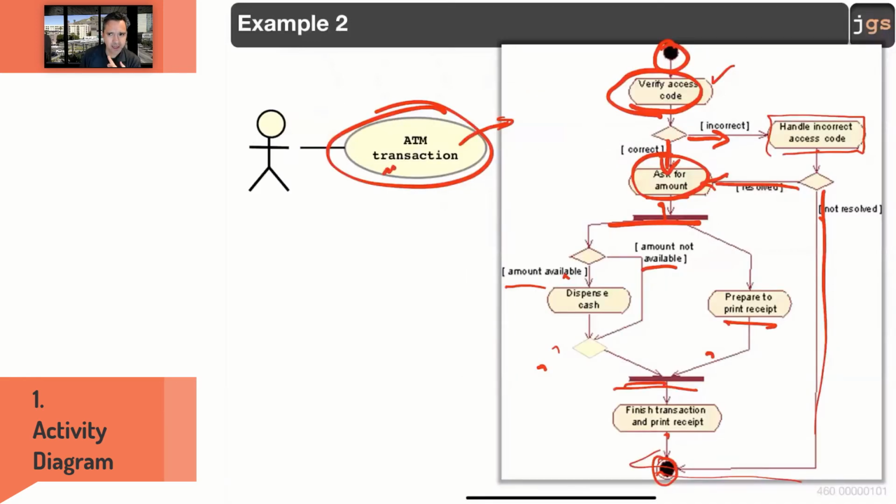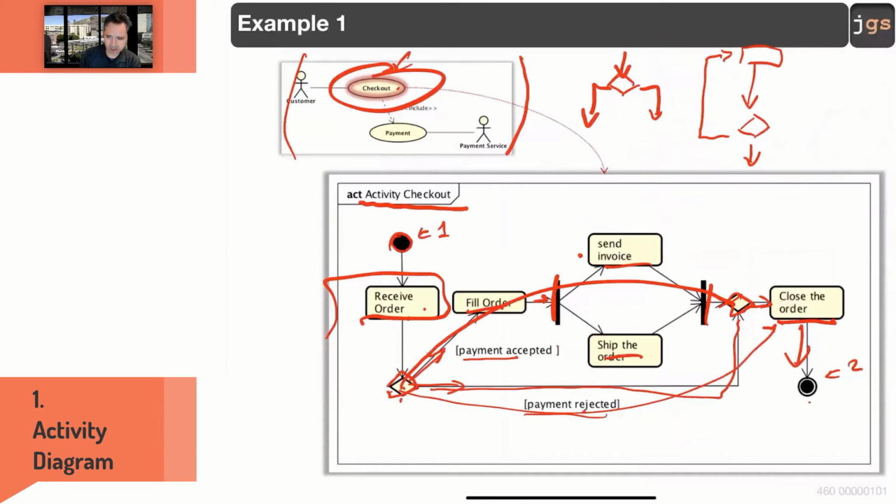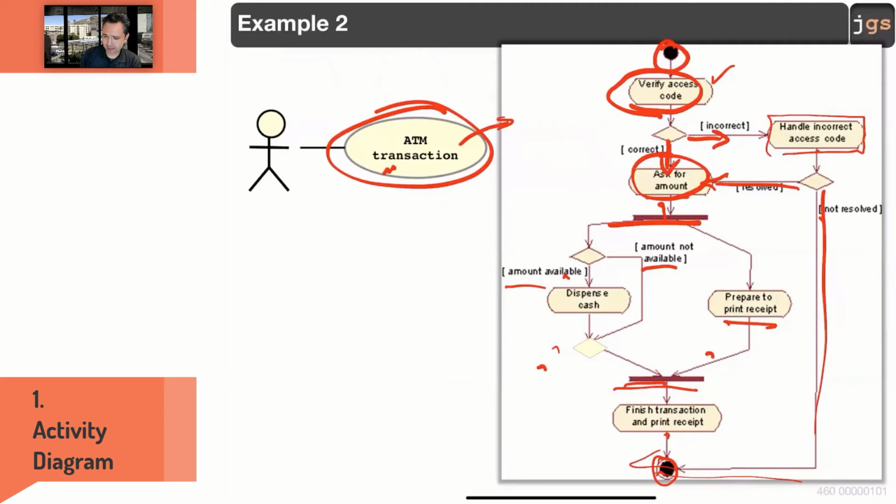Here and here, as you notice, this checkout has only one actor connected. These ATMs have only one actor connected. There is no need to show the actor in the diagram. It's just obvious. This starting point corresponds to this connection with the actor. The actor is the one that is going to start all this process.